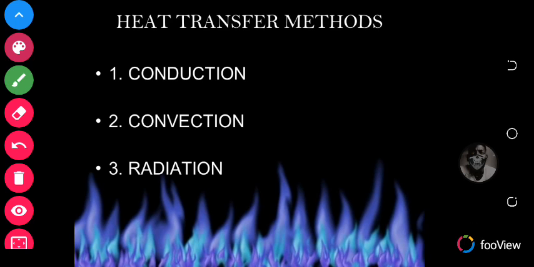So let's look at the heat transfer methods. We have conduction, convection, radiation. So we have three heat transfer methods. They are conduction, convection, and radiation.